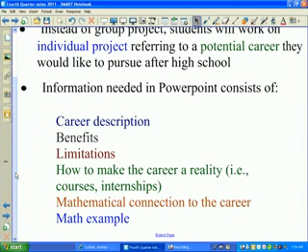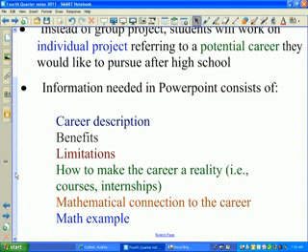So what are some of the benefits and what are some of the limitations? You can have like more benefits than limitations. You can have like say 4 benefits and 5 limitations. Whatever you see are the benefits and limitations of that career.